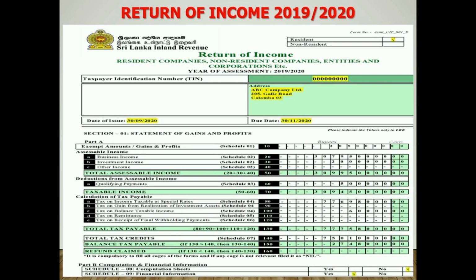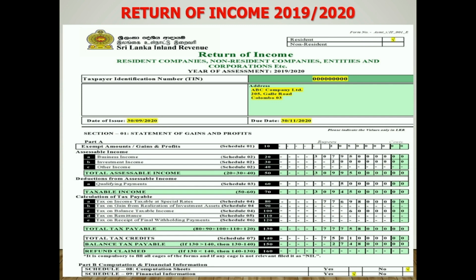Now let's see the return forms, and I'll explain how you can fill those return forms. At the top of the return, you can see that there are two cages. There you have to mention whether you are a resident person or non-resident person by putting a tick. Since this company is a resident company, I have put tick on the first cage. As usual, we are advising you to fill the schedules first, before filling this return form.